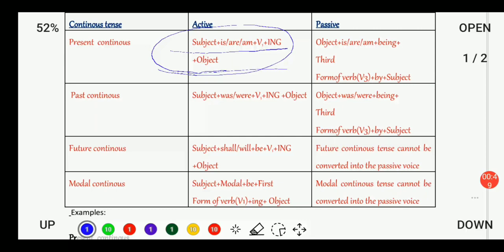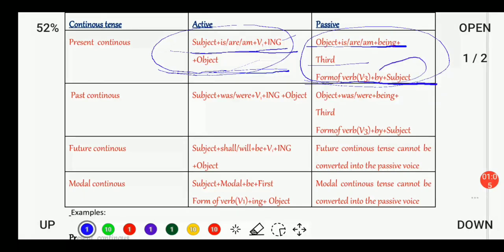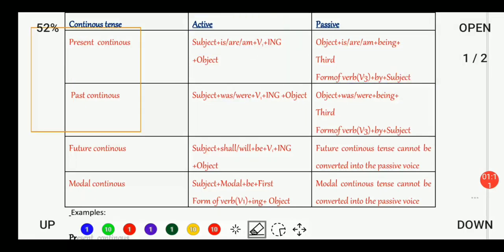That is the subject plus is/am/are plus the first form of verb in the ing form, and then we write the object. Now on converting from active to passive voice, what we get is the object plus is/am/are plus being, then the third form of verb, and the subject is written after by. This is how the present continuous tense is converted from active to passive form.